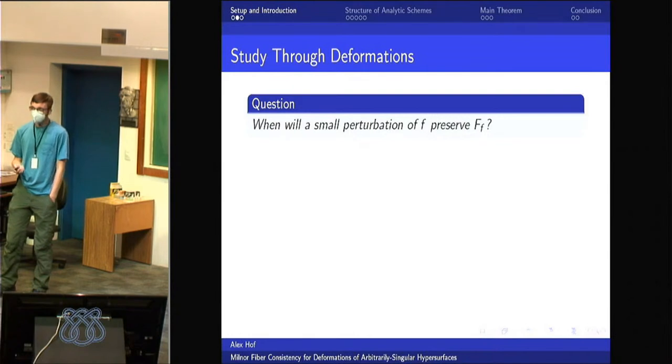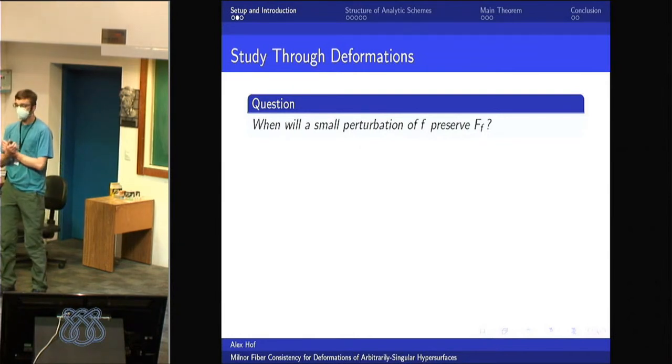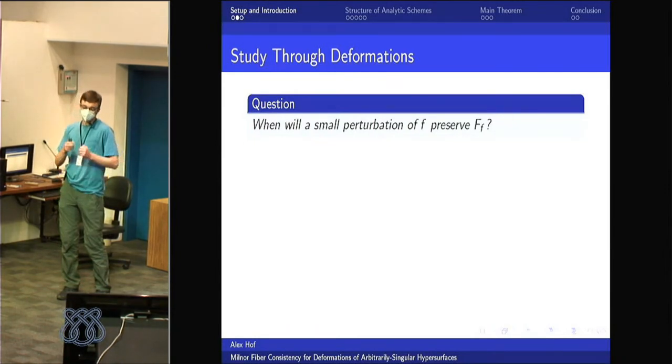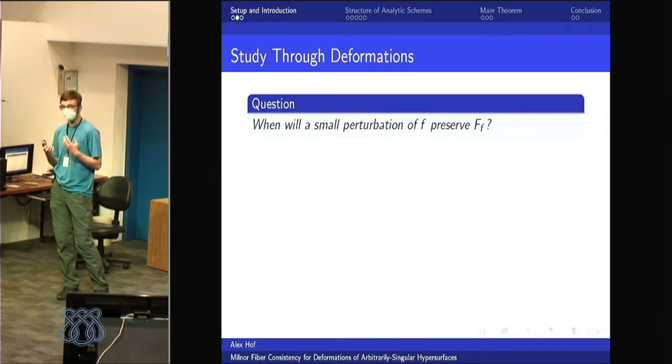The way we often try to tackle these questions is we take our function and we perturb it a little bit, and we hope that we get something a bit better that might be easier to study. In order to do this, of course, we need to know that the perturbation actually preserves the structure we want to look at. So we want to know that we perturb our function a little bit, and somehow we still get information about that same smooth fiber.